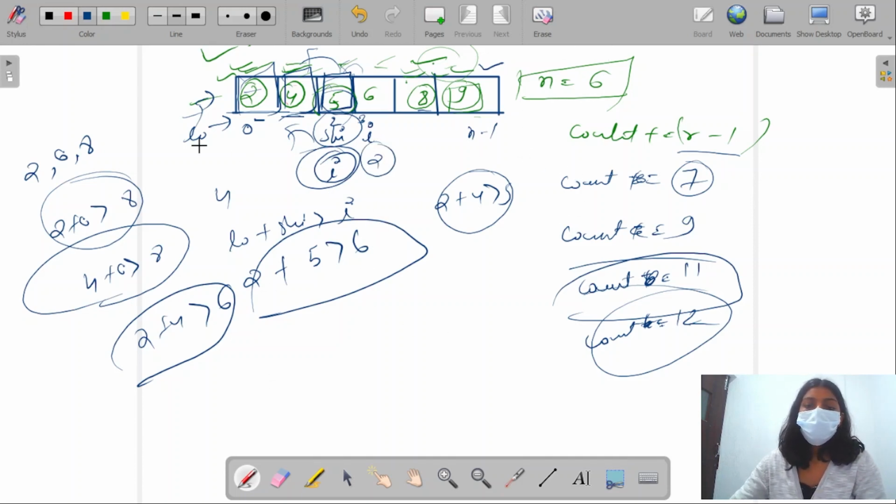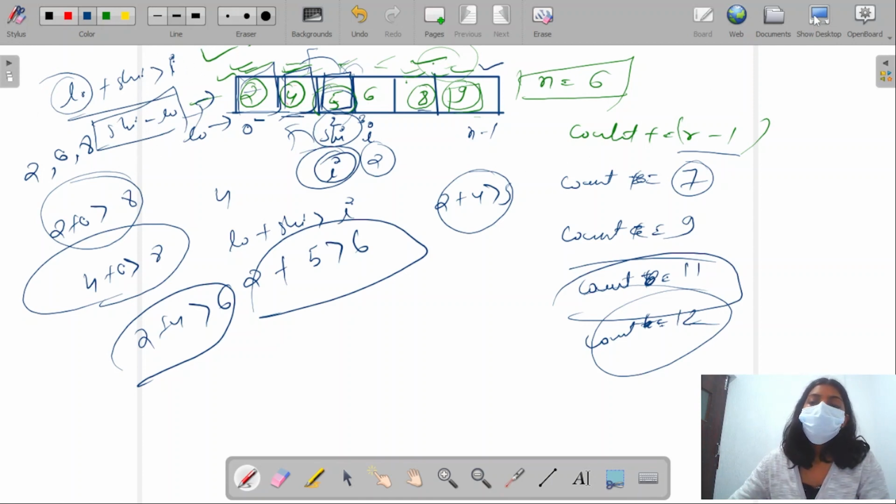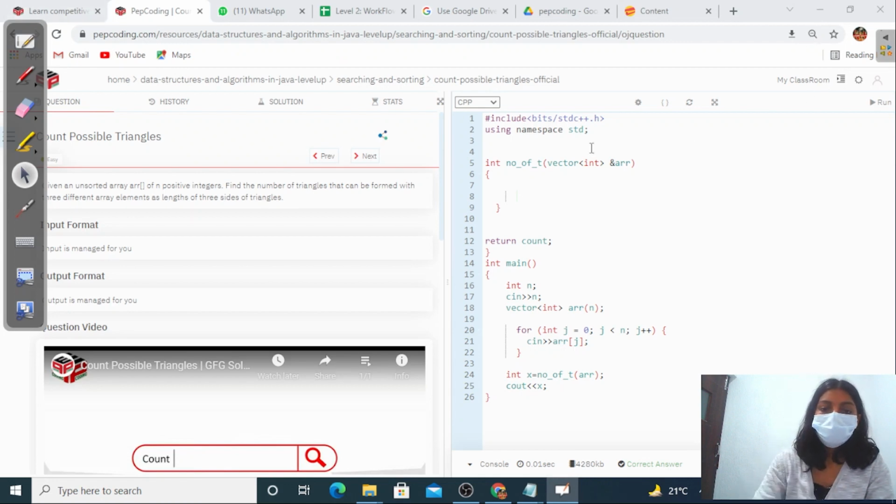So let's try to code this. One thing that we have to keep in mind is that whenever I find my low plus second highest greater than I, what do I do? I increase my count by second highest minus low. And I just try to vary my second highest side, and then check, can I make any possible combination with low and second highest and highest. Okay.